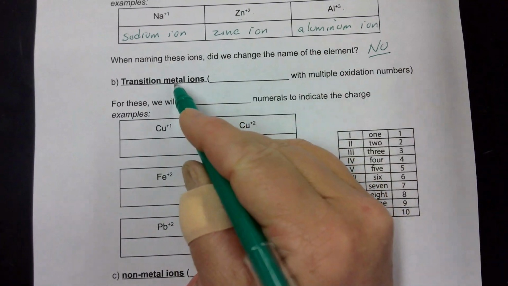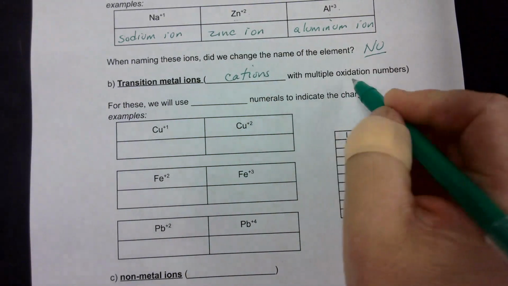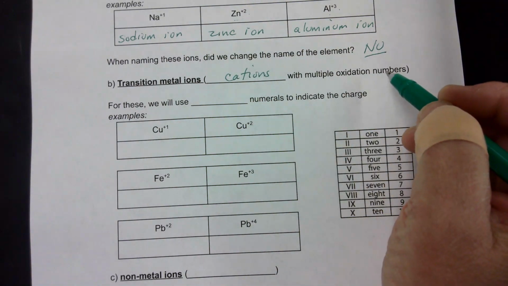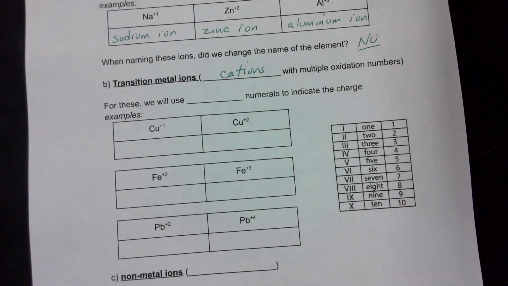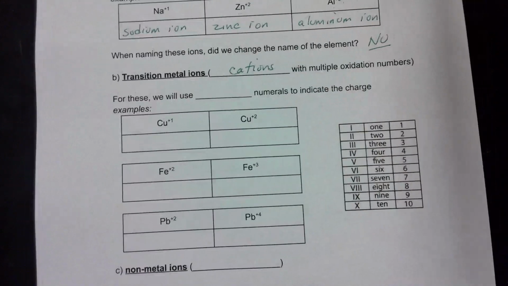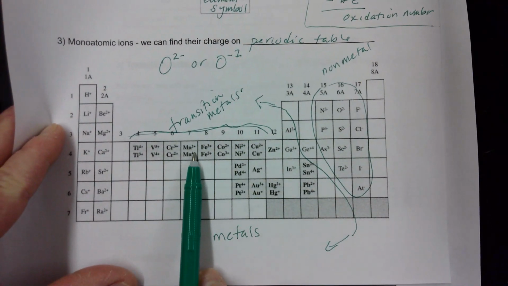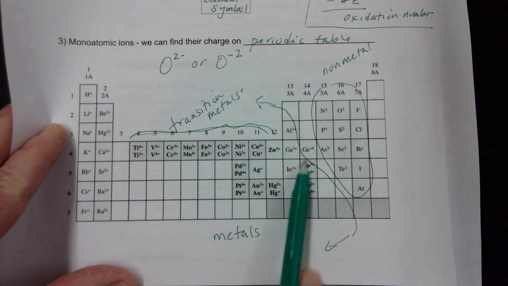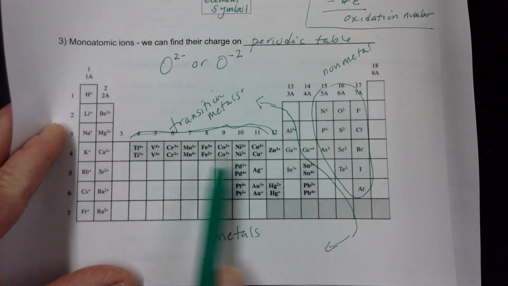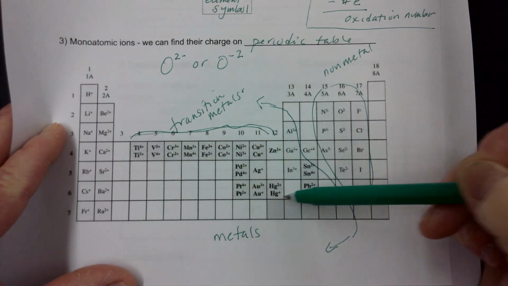Transition metals are also cations, but these have multiple oxidation numbers. For example, when we take a look at these right here, there is a group of metals in the middle. Most of them are transition metals, but there's a couple over here as well. There are some metals that can have more than one possible oxidation number.